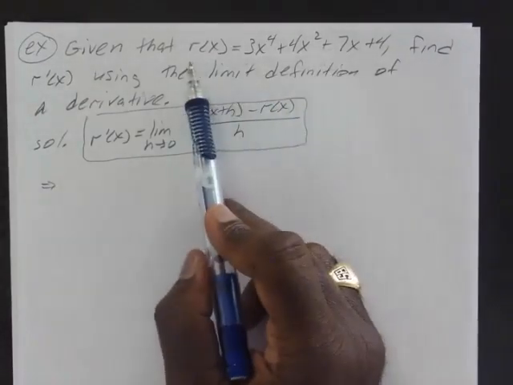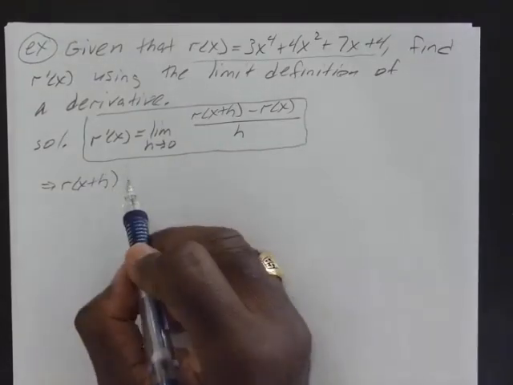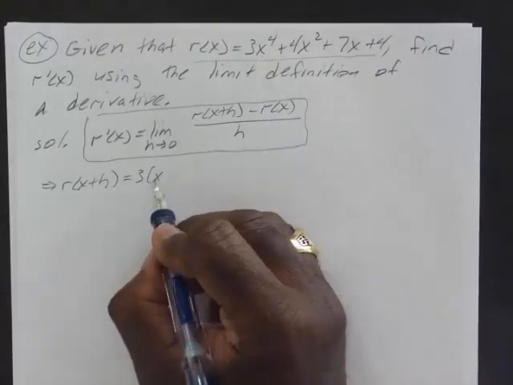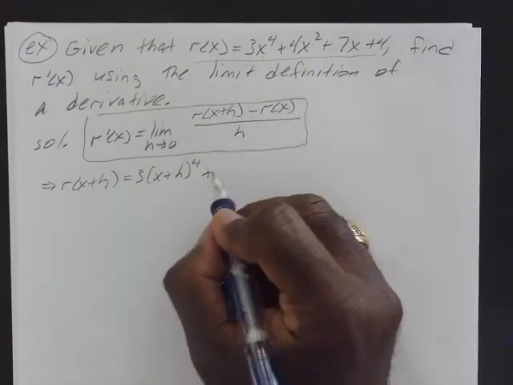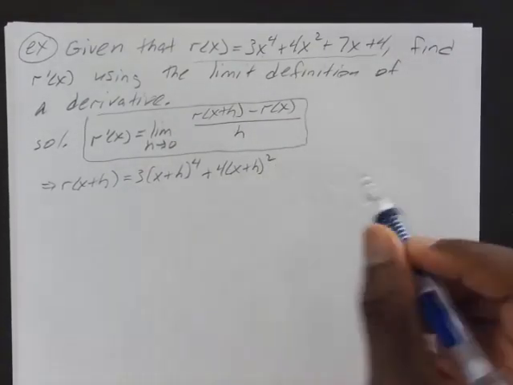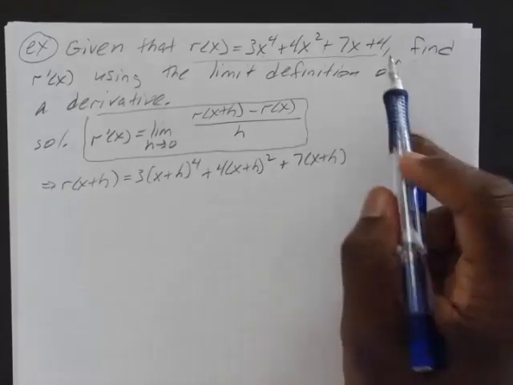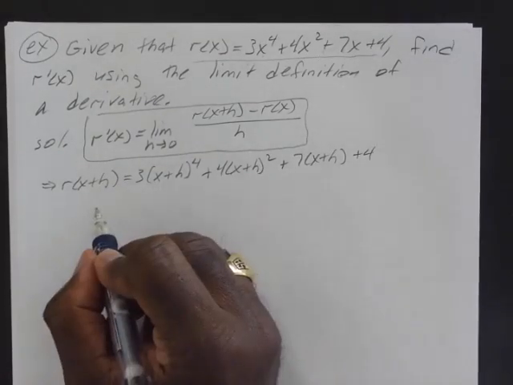Okay, so we already know r of x, that's given to us, so we don't have to find that. R of x plus h, it's 3 times x plus h to the fourth, plus 4 times x plus h squared, plus 7 times x plus h, plus 4. Okay, so if we work this all out, you can use whatever method you like.